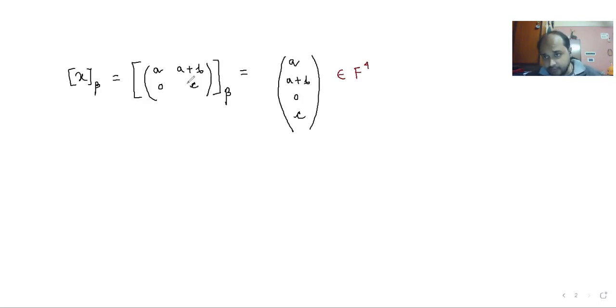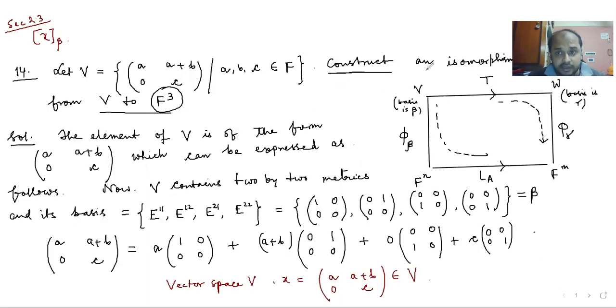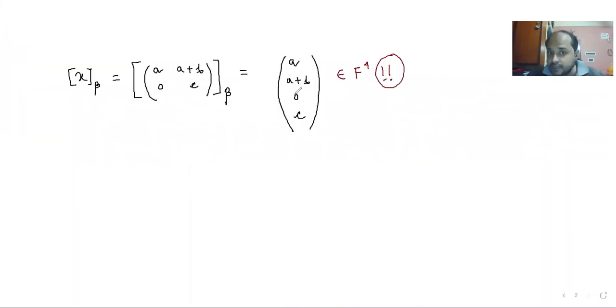You know this very well from our previous discussions today. But this cannot be true with respect to the current problem, because in the current problem you are going to construct an isomorphism from V to F3, and F3 contains 3 rows and 1 column. So therefore we cannot consider this particular matrix with respect to the condition of the problem given.